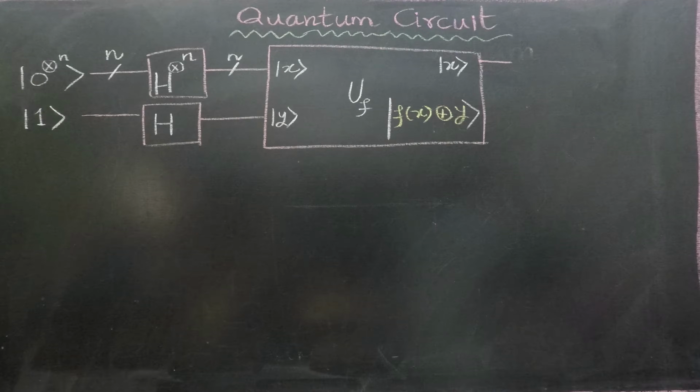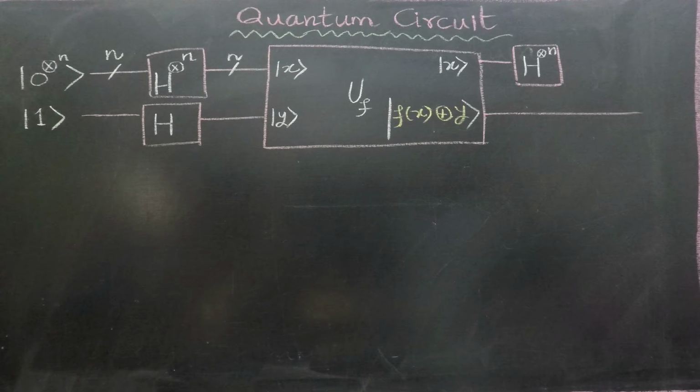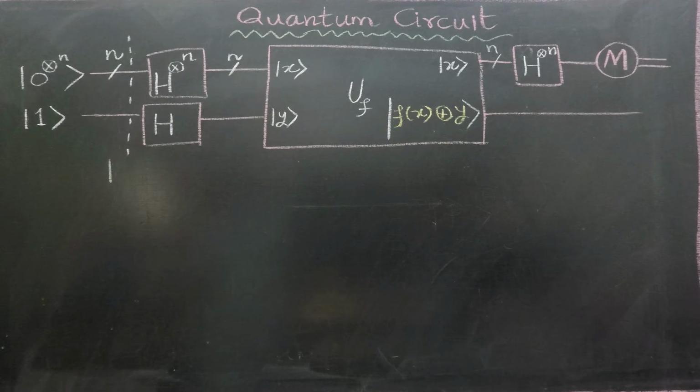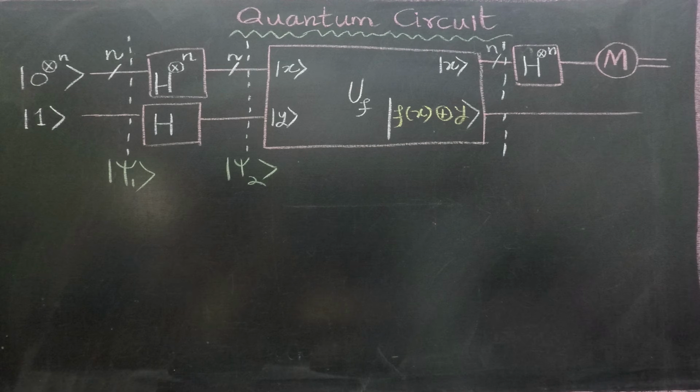Finally, the first register is subject to Hadamard gate once again and measured. If our measurement results in ket 0, then the function f is constant. Otherwise, it is balanced. To understand the algorithm, the quantum circuit is divided into different stages. The first stage is referred to as ket psi 1, the second stage as ket psi 2, the third stage as ket psi 3, and the last stage as ket psi 4.